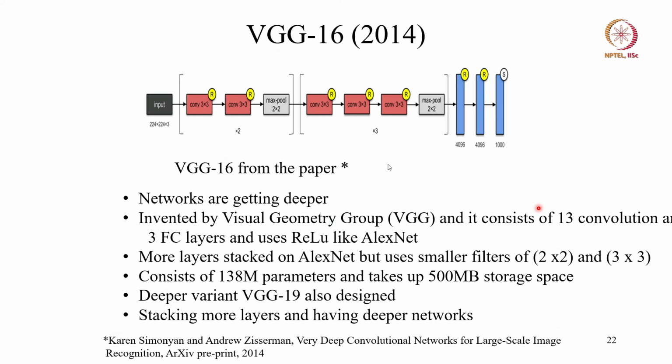So they are just going deeper and deeper, right? So you find that you have 138 million parameters and it takes up about 500 MB of storage space. So you find that the parameters are just going up. Okay, so it's deeper, and you have an even deeper variant, which is VGG 19. So what you're doing is you're stacking more layers and making it deeper basically.